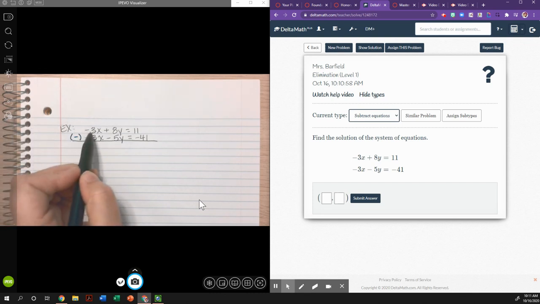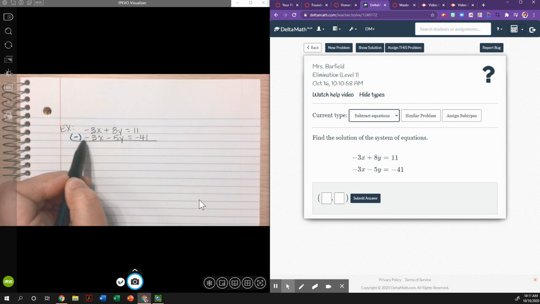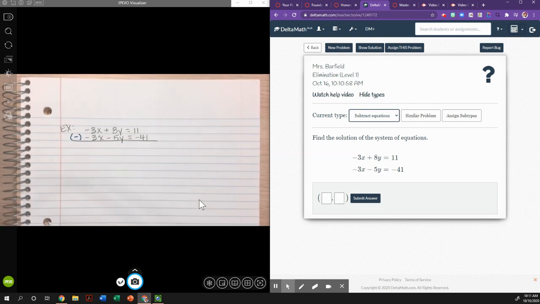So negative 3 minus negative 3. What you have to realize in your head is that negative 3 minus negative 3 is really negative 3 plus 3. So that's where the 0 comes in. These two do in fact eliminate.